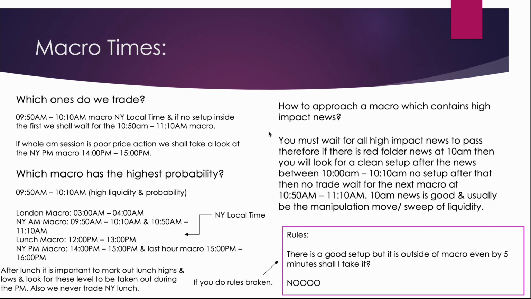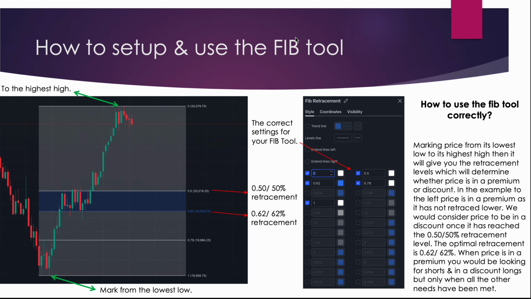Very simple. So next slide, how to set up and use the fib tool. I've had a few questions on how to set up the fib tool. When you open up your fib tool, just drag it across the screen and then right click it, and it will have a settings button. Go to settings and style, and then you can put whatever colors you like, and then just set it as 0, 0.62, 1, 0.5, 0.79.